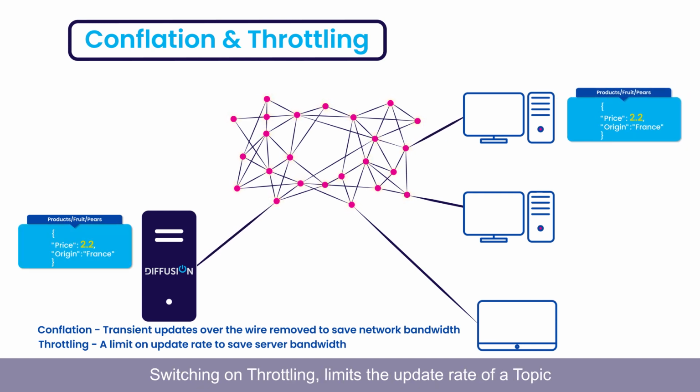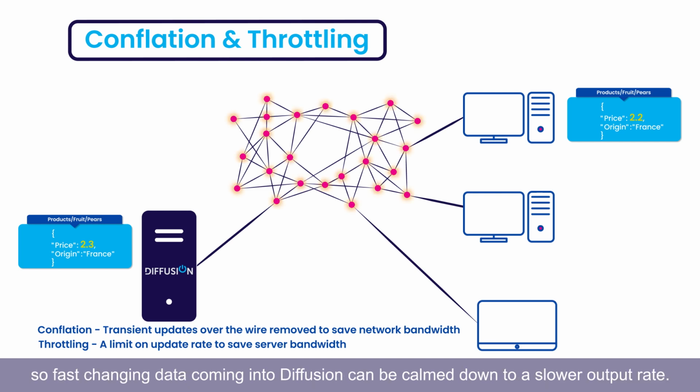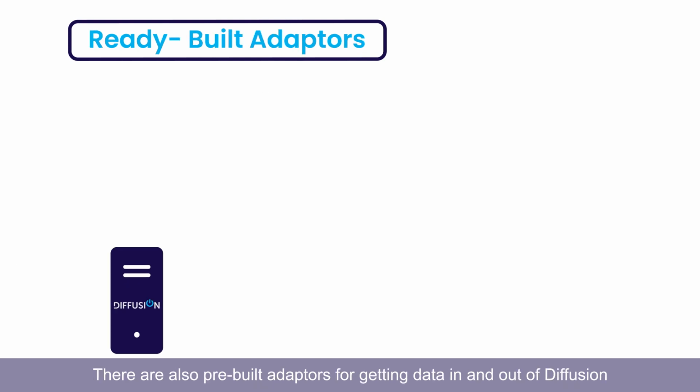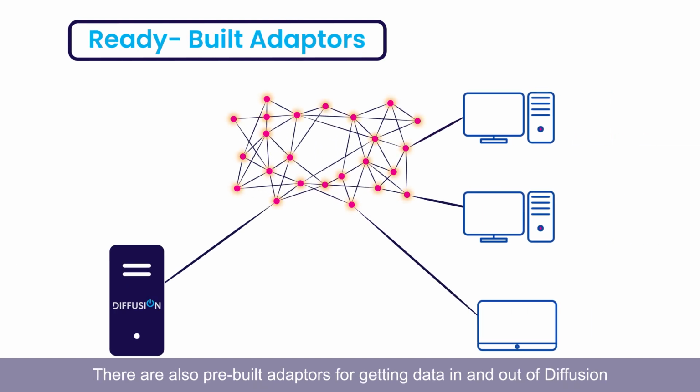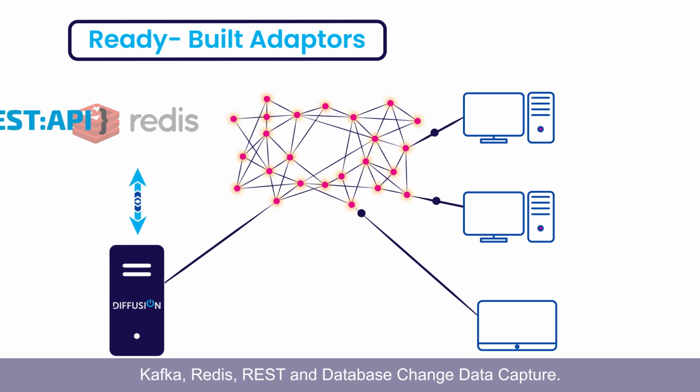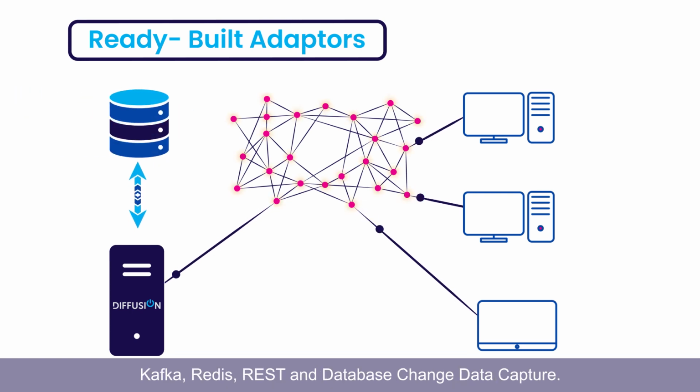Switching on throttling limits the update rate of a topic, so fast-changing data coming into Diffusion can be calmed down to a slower output rate. There are also pre-built adapters for getting data in and out of Diffusion: Kafka, Redis, REST, and database change data capture, also payload converters for transforming the data format.